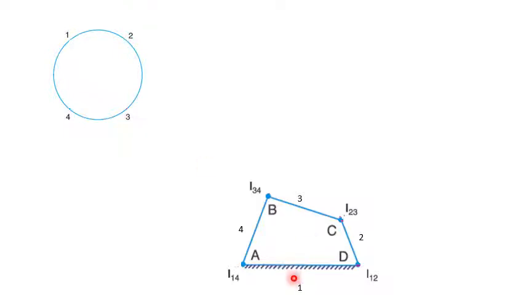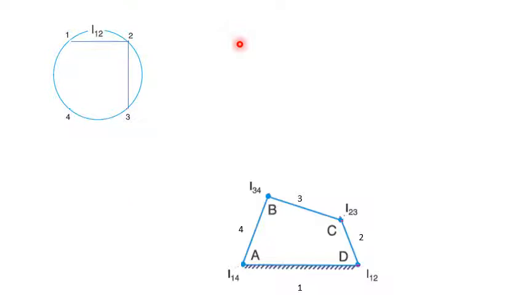The third step is, here you can see between the links there is a connection. So 1 and 2 are connected, 2 and 3 connected, 3 and 4 connected, and 4 and 1 connected. Therefore we have to connect 1 and 2. So join 1 and 2. This line represents I12, the instantaneous center of 1 and 2.